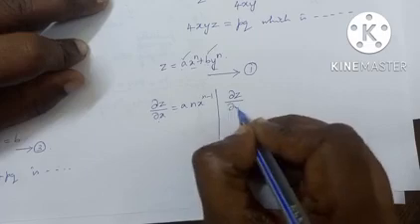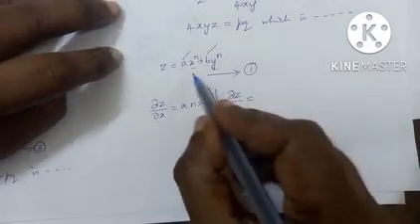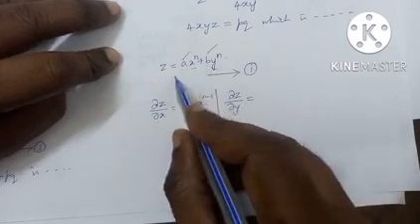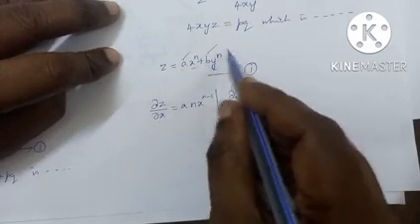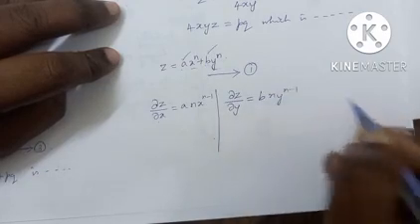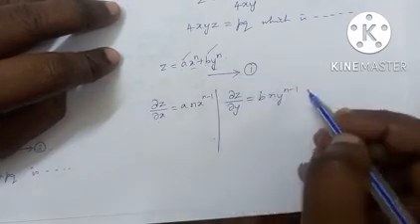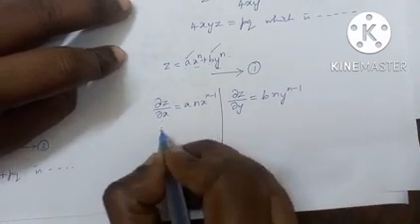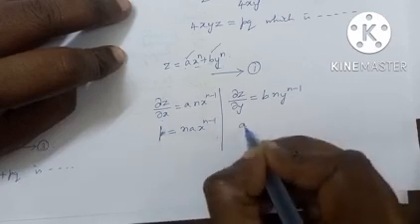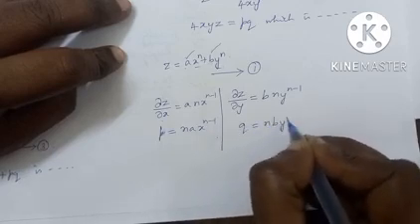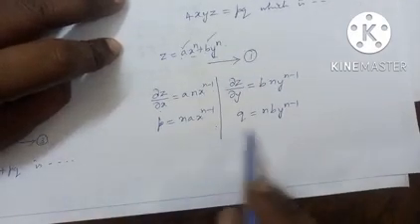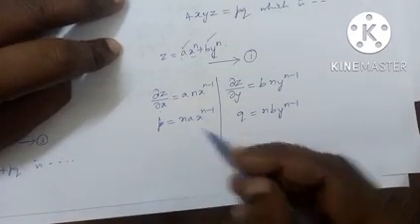Similarly, differentiate z with respect to y partially. This a into x power n is constant when we differentiate with respect to y. Hence, it will become 0. Another term we have b into y power n. Take b outside. Differentiate y power n. Then differentiate y, which is 1. So, p is equal to n into a into x power n minus 1. q is equal to n into b into y power n minus 1. Right? p and q. And it's very simple.